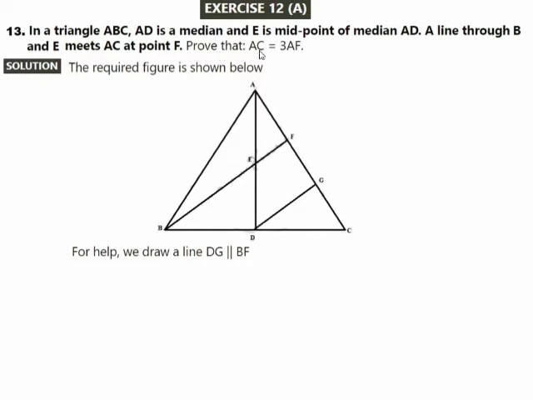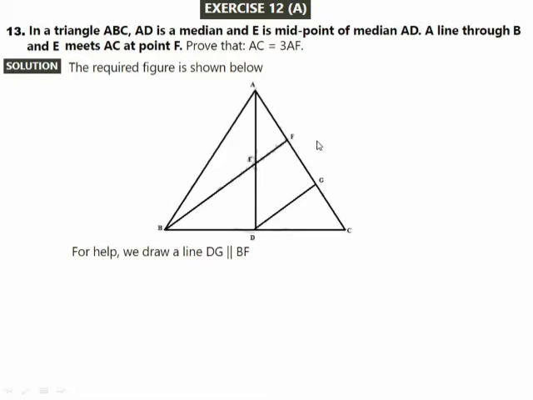So you need to prove that AC is equal to 3 times AF. That's what we need to prove. Here I have done one extra thing, which is not given in the question. For help, we will draw a line DG which is parallel to BF. So this line DG is parallel to BF.